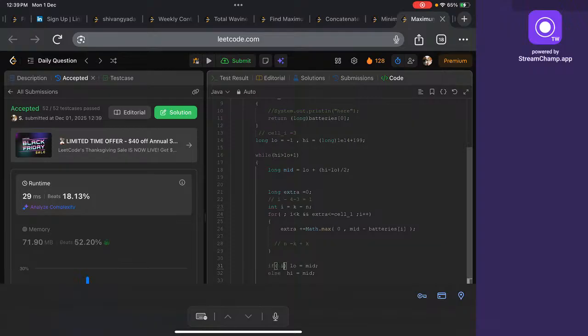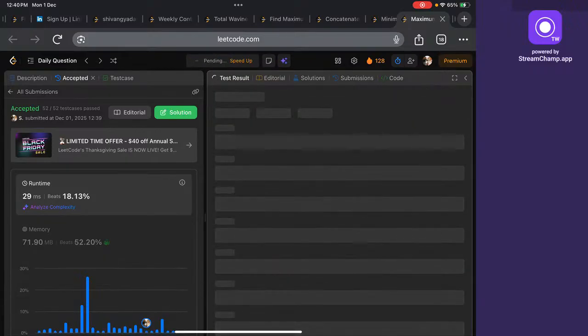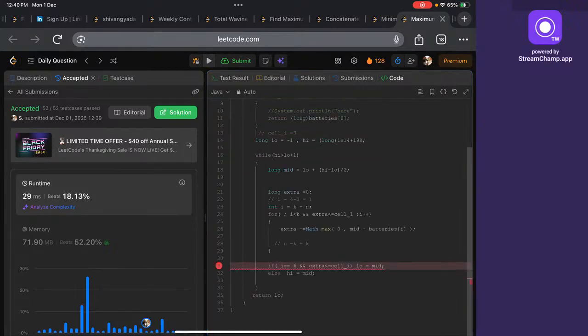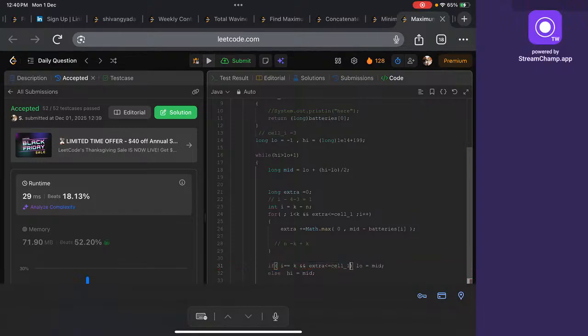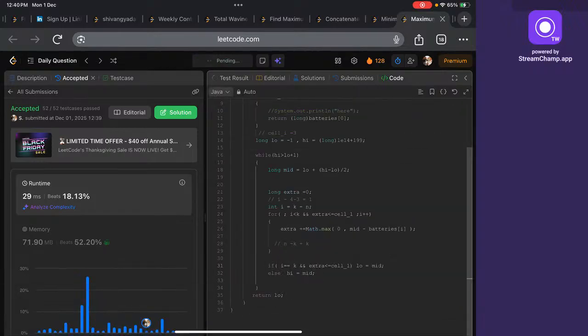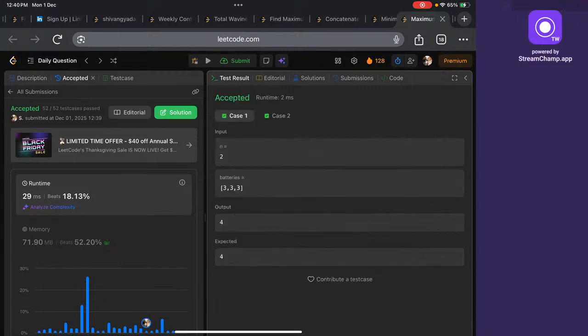Okay, sorry, we need to control Z. Okay, now I equal to k, and so this tells us when we have accounted for all the batteries, and the extra cells should be less than or equal to cell of I. This will optimize it for the cell of I, not cell of 1. Okay, this will give us a lower bound, I think.